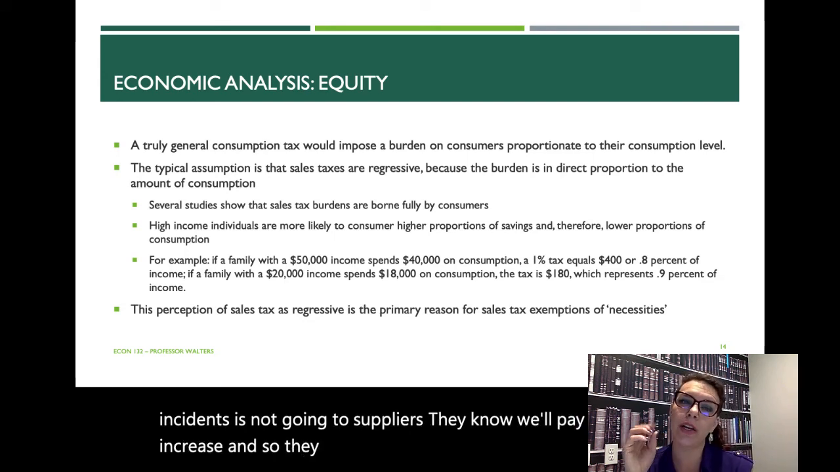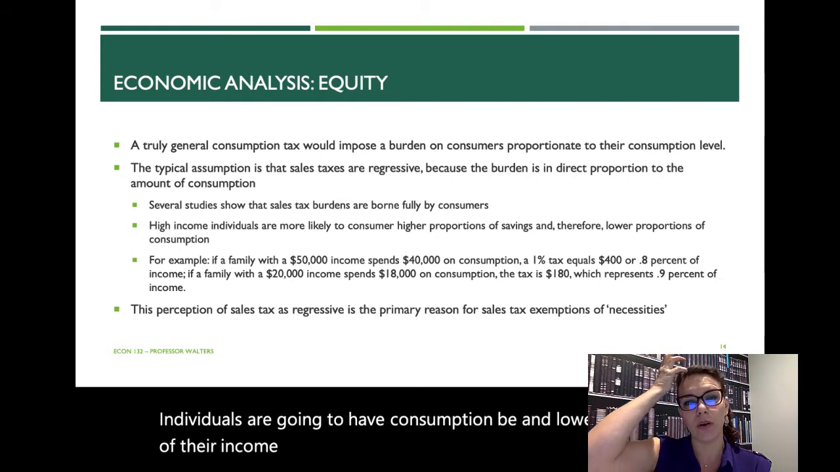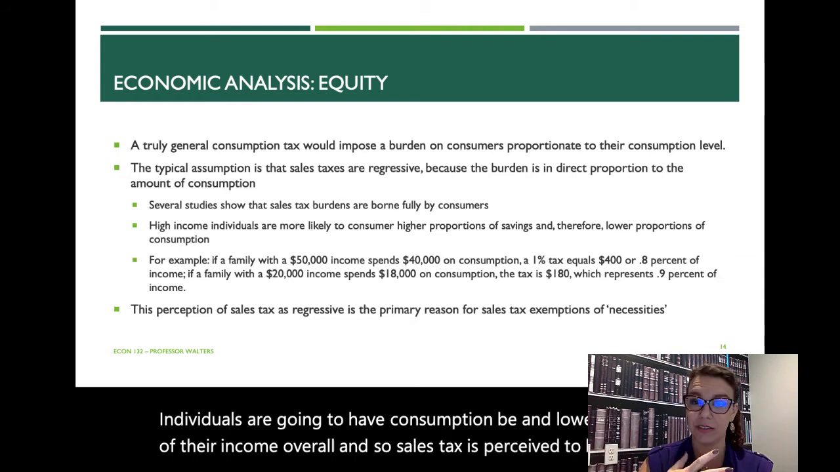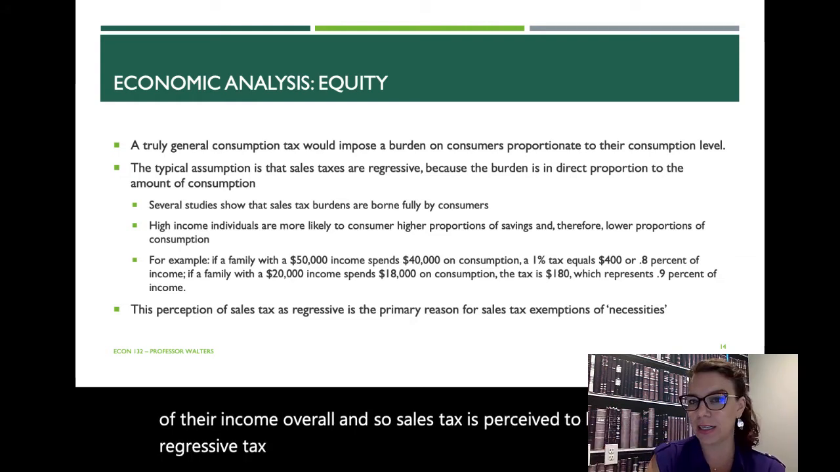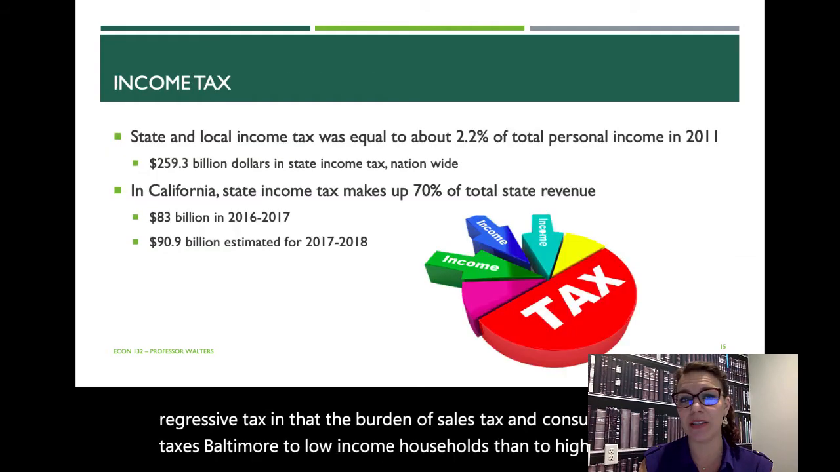The other thing we know is that high-income individuals are going to have consumption be a lower portion of their income overall. And so sales tax is perceived to be a pretty regressive tax in that the burden of sales tax and consumption taxes fall more to low-income households than to high-income households. And that's one of the big reasons why we exempt necessities from the sales tax structure.